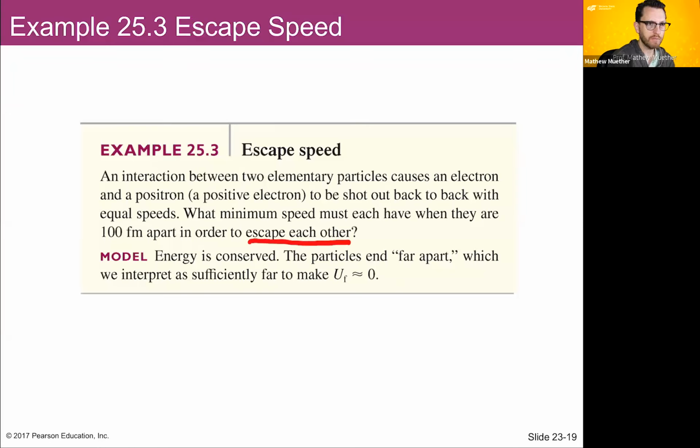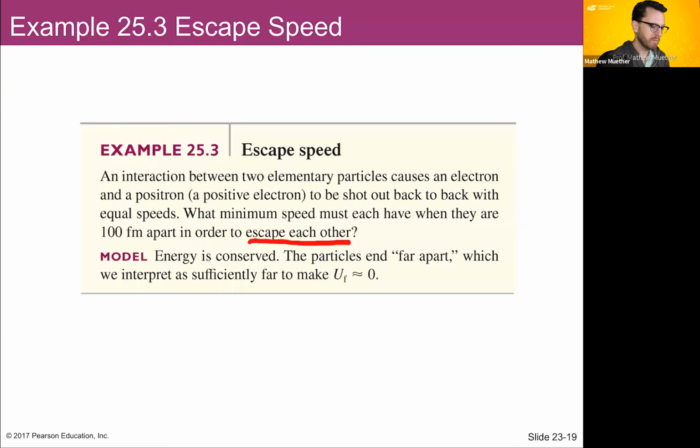Okay. So what does this mean, to escape one another? Well, we looked at this when we were discussing gravity, or maybe you did in your 313 class. You can have a massive object that's trying to leave the surface of, say, the Earth, and it has to have a certain amount of velocity in order to, quote unquote, escape the gravitational attraction of that first object. And basically it just means they need to be able to get out to this infinite, very large separation so that the potential energy essentially turns off between the two objects.